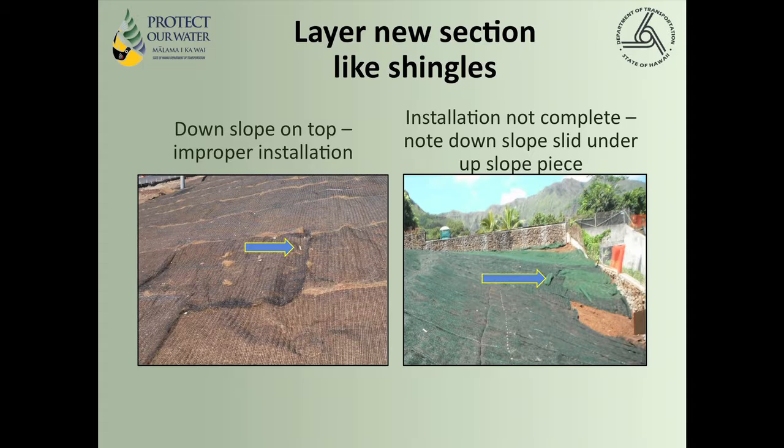The one on the left shows you what I mean about incorrect overlap. The slope runs this way, so they have that bottom piece on top of the upper slope. However, it does have good contact with the ground. The one on the right, what they're doing is they're slipping another piece under the one up above. And there's very good contact. And this one also has an intermittent check slot in it.